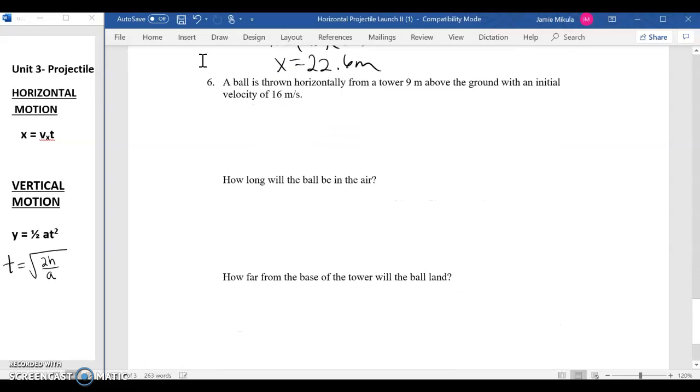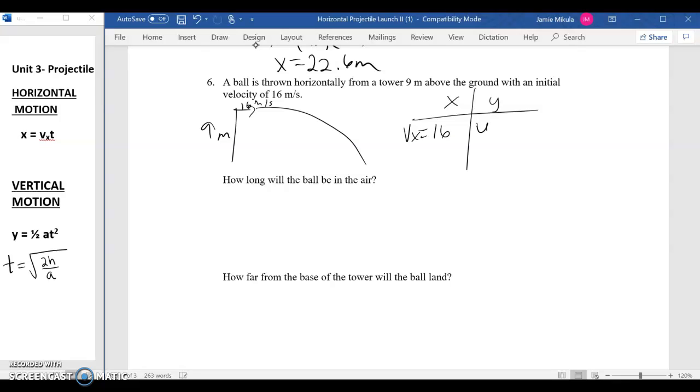Number 6, a ball is thrown horizontally from a tower 9 meters above the ground with an initial velocity of 16 meters per second. 9 meters high, it's going out at 16 meters per second. x, y. vx is 16, the distance vertically is 9 meters. Okay, we're solving for time.